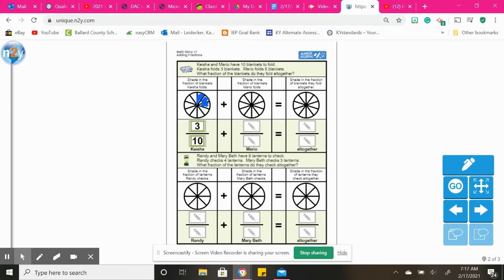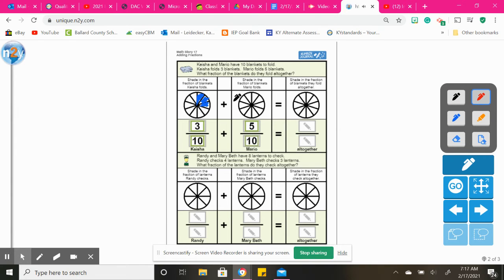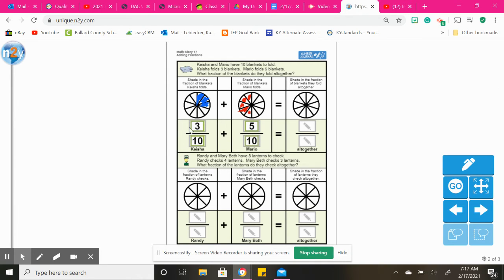Now Mario folds 5. So he folds 5 out of the 10. So next I'm going to shade in 5 for Mario. So 1, 2, 3, 4, 5. So we have to make sure we have the same denominator. So 10 and 10, yes, that stays the same. Now all we're going to do is add.